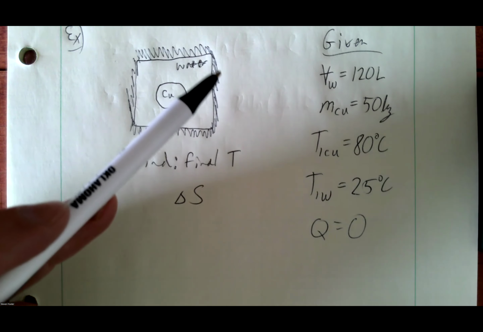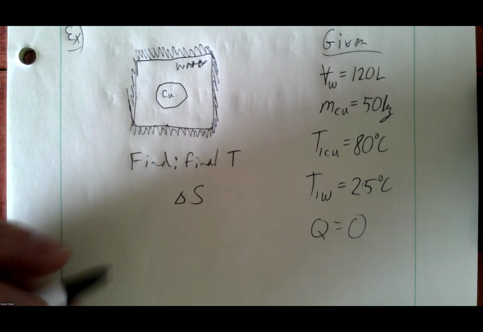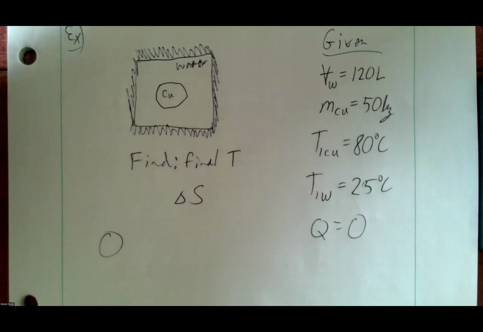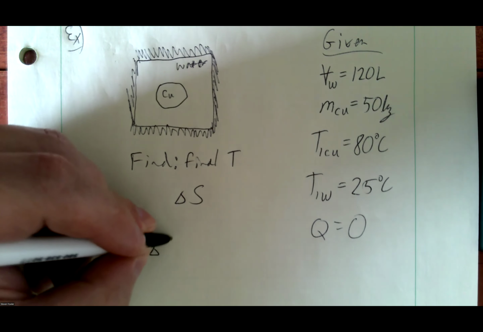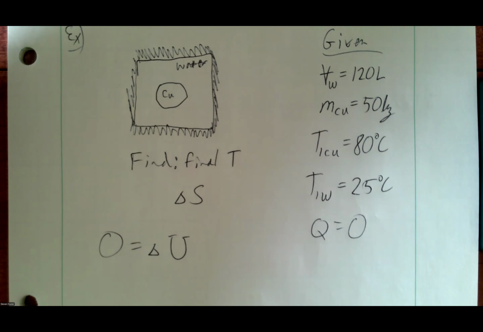Well, if this is my system boundary, what crosses the boundary? When you write the first law equation, the entire left-hand side is zero. There's nothing crossing the boundary. The only thing going on is you've got a change in internal energy.